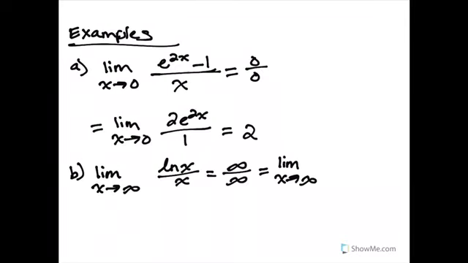What's the derivative of natural log of x? 1 over x. And then the derivative of x is 1. So if we plug infinity in here, what am I going to get? 1 over infinity, which is 0, right? If I have one pizza and I have to feed 10 million people, how much pizza does everybody get? None.